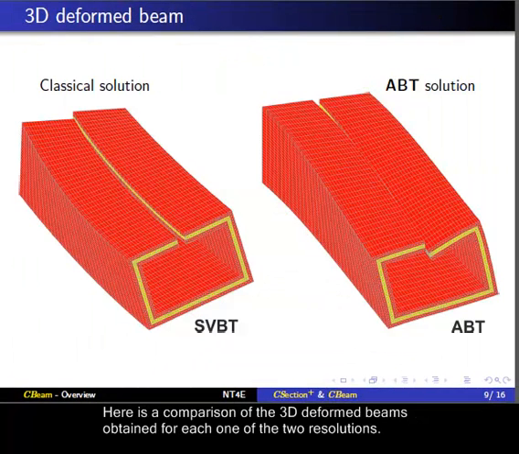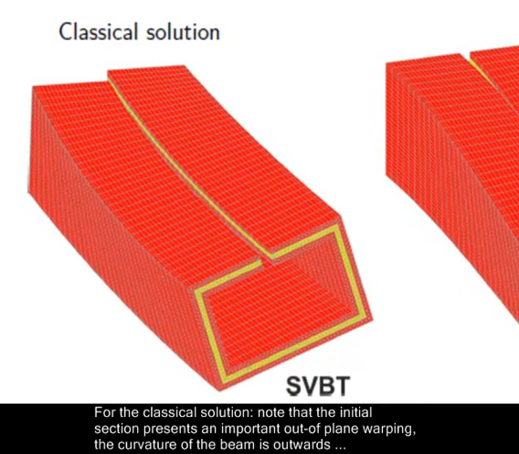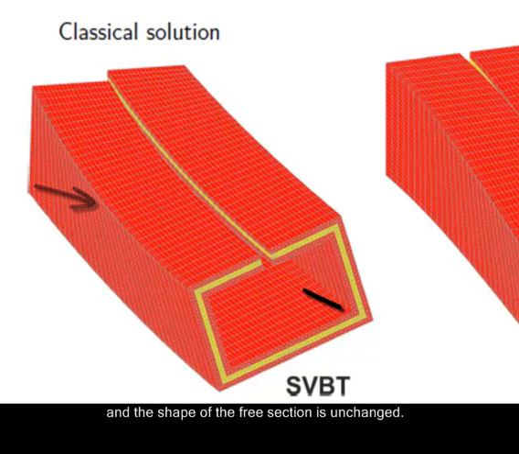Here is a comparison of the 3D deformed beams obtained for each one of the two resolutions. For the classical solution, note that the initial section presents an important out-of-plane warping. The curvature of the beam is outwards, and the shape of the free section is unchanged.